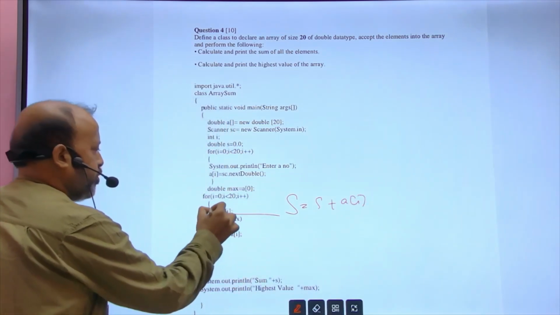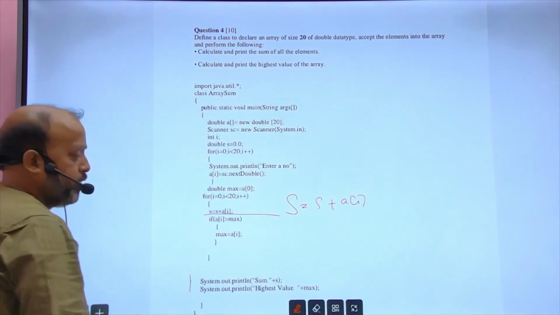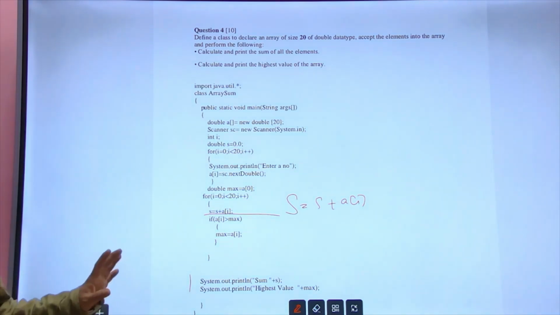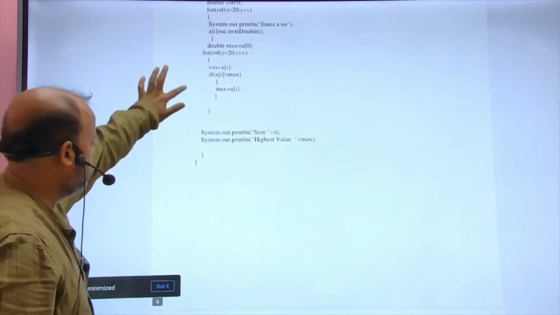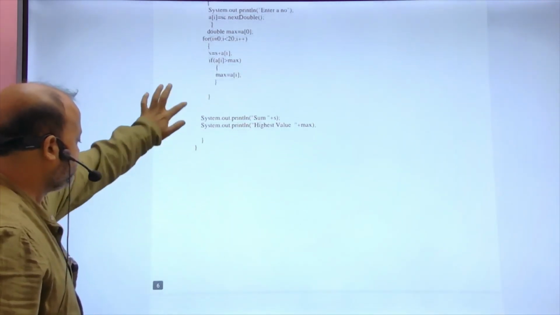So inside the loop, you are getting the sum, and all printing is done outside, because you have to print a single value. You are not printing an array. So the third one is also done. Now we can proceed to the fourth question.